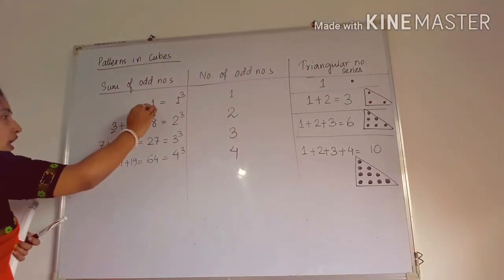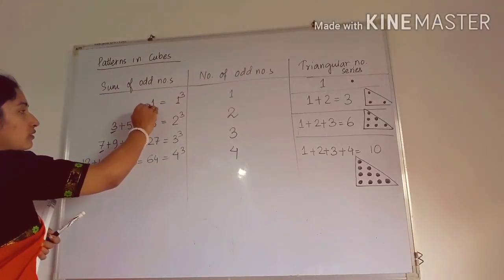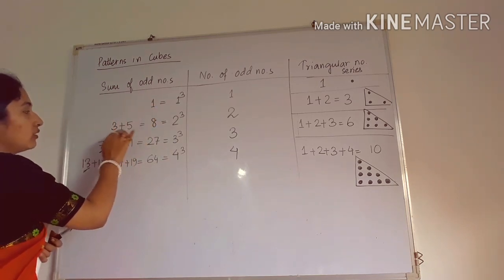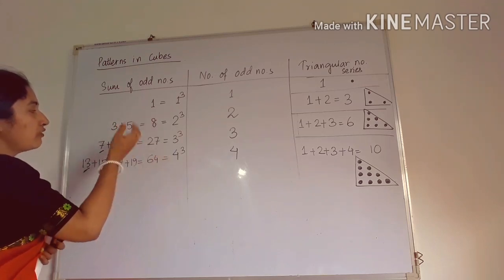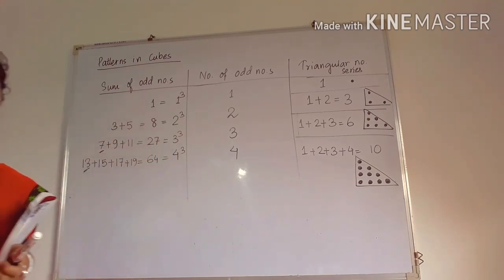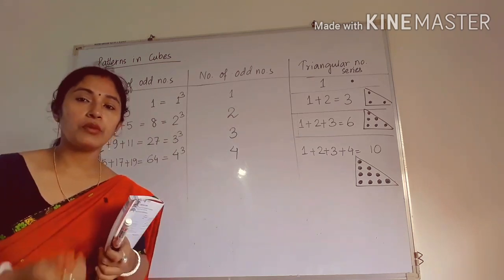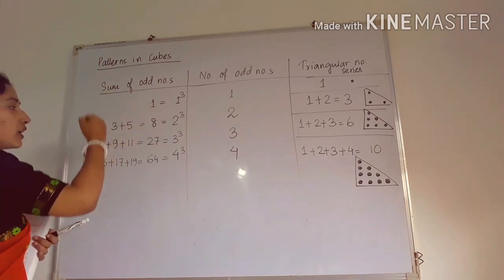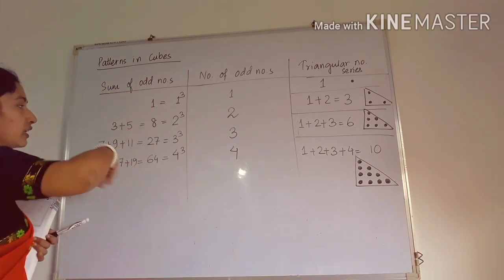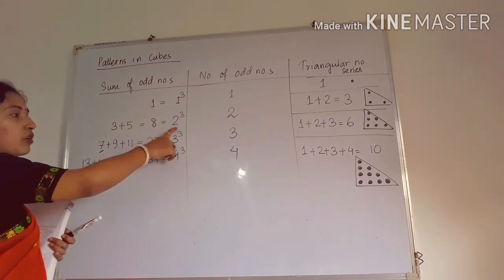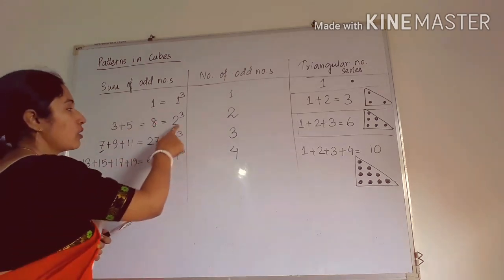Next, after writing 1, I will not write 1 again. Next I will write 3, then next I am writing 5. 5 is the next consecutive odd number. That means we are taking consecutive odd numbers, but I have already taken 1, so I will not take 1 again. I will take the next one, that is 3. Then 3 plus 5 will be 8. And 8 is the cube of 2. I have written 8 is equal to 2 cube.